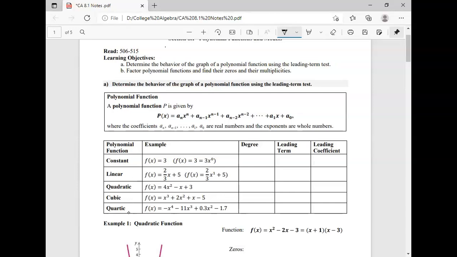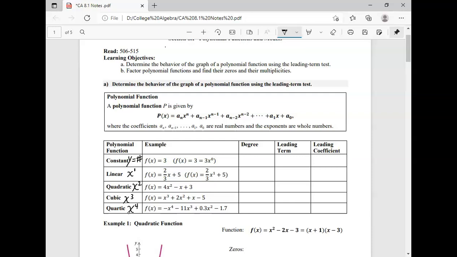When you just have a constant, a constant means that your equation is just going to look like y equals some number. If it is linear, the highest power of x is going to be an x to the first. If it's quadratic, the highest power of x is going to be an x squared. If it's cubic, the highest power of x is going to be x cubed. And if it's quartic, the highest power of x is going to be an x to the fourth.